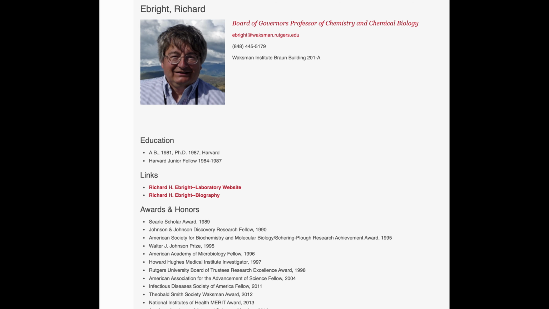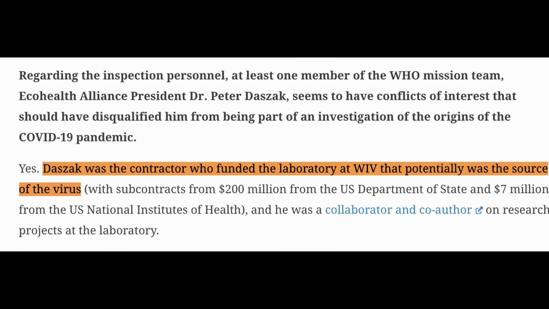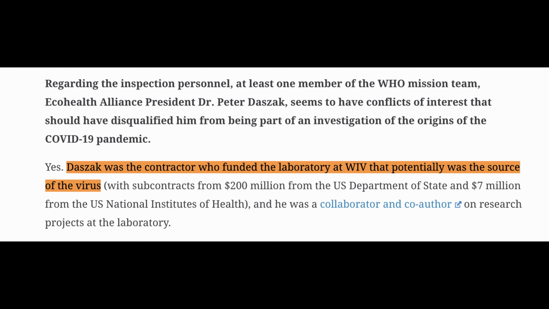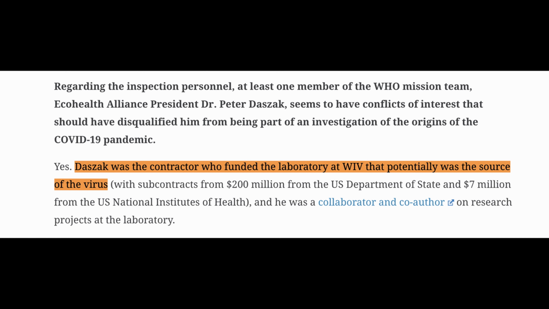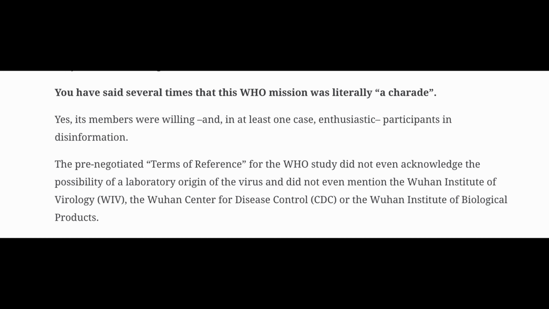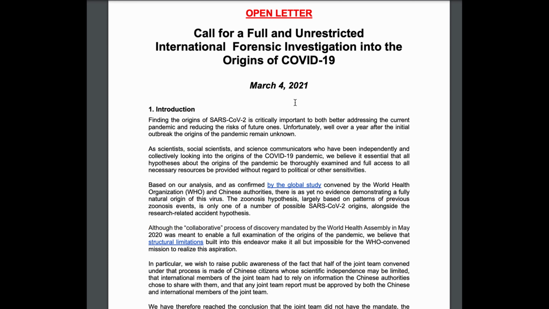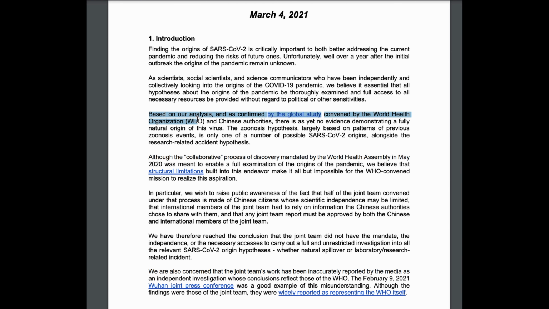According to Richard Ebright, who is the Board of Governors Professor of Chemistry and Chemical Biology at Rutgers University and Laboratory Director at the Waxman Institute of Microbiology, Peter Daszak is the contractor who funded the Wuhan Institute of Virology research on bat SARS-related coronaviruses, with subcontracts of $200 million in USAID, the US Agency for International Development, and $7 million in NIH funding, representing a clear conflict of interest, and therefore the investigation conducted by the WHO should be deemed invalid.